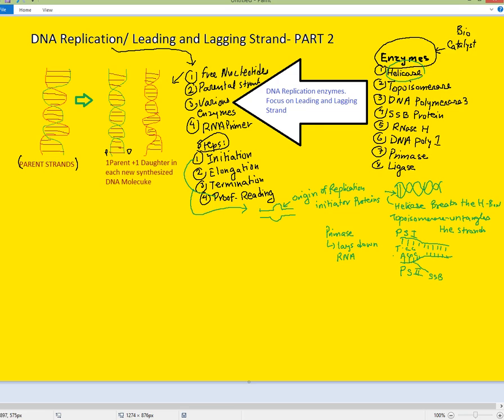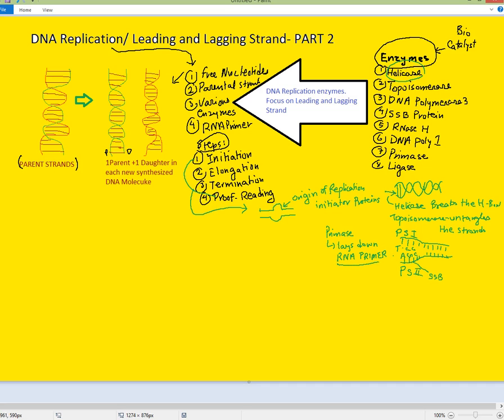Okay, DNA polymerase 3 cannot really start its job because it doesn't have anything to attach itself to, or you can say that it needs a base pair to start the initiation process. Okay, so it lays down the RNA primer.